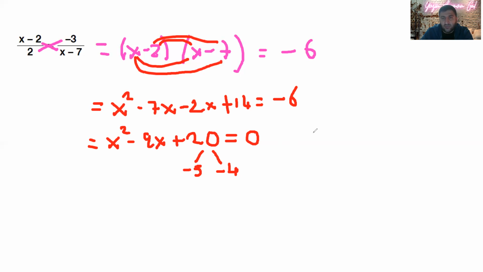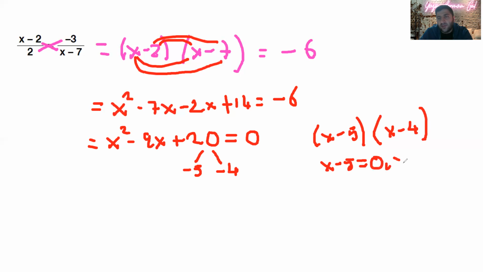So my factors are going to be what? X minus 5 times x minus 4, right? Then what we do when we find the factors, we're going to make them equal to 0. So I'm going to say x minus 5 equals to 0, then x is 5. Right, then I'm going to say x minus 4 equals to 0, x equals to positive 4. This is how we do.